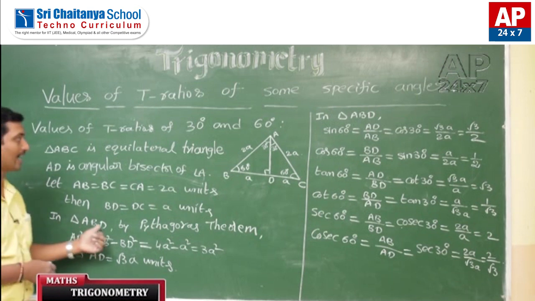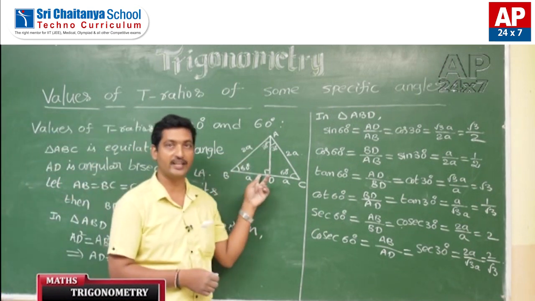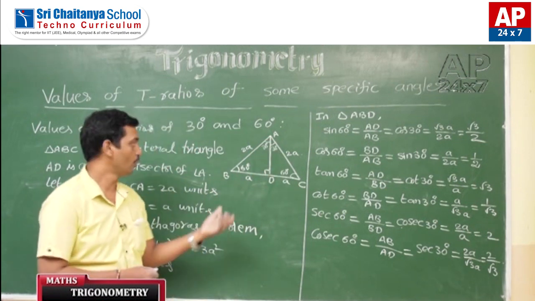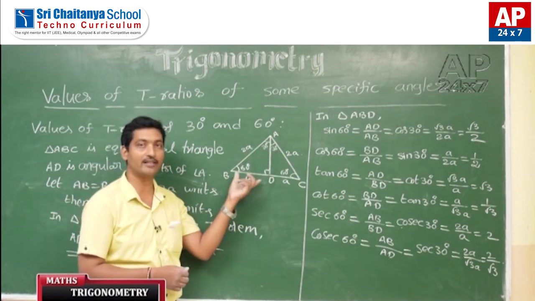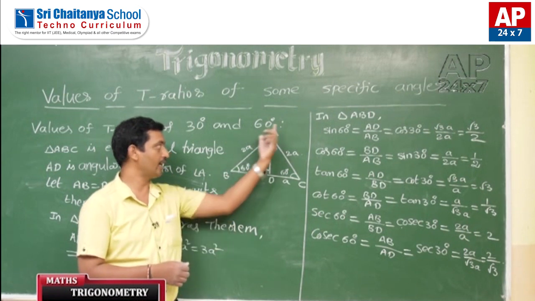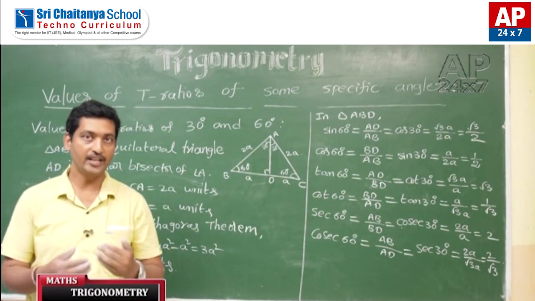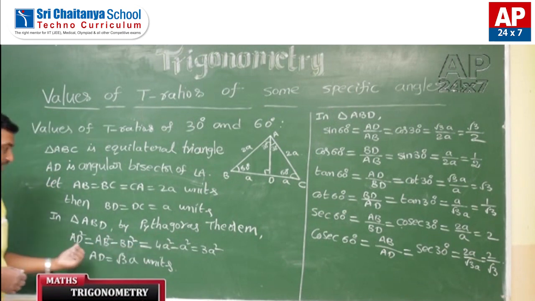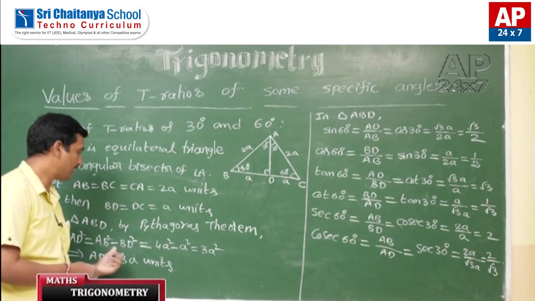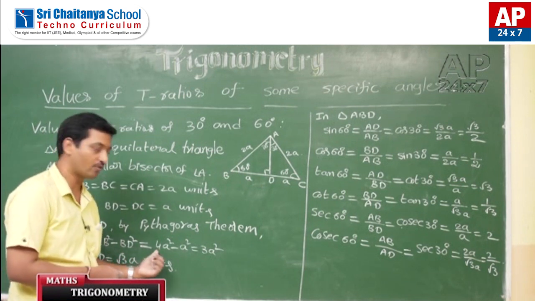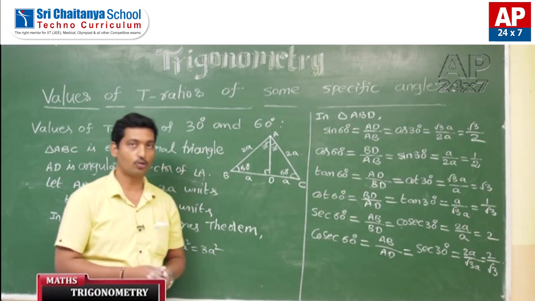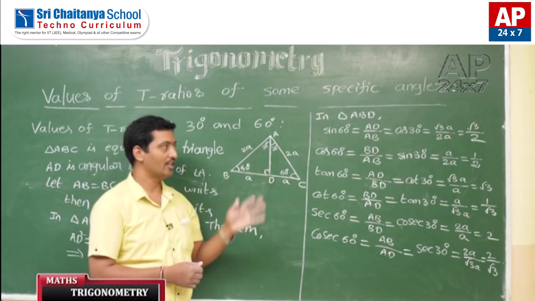Now, in triangle ABD, I am going to apply the Pythagoras theorem to find the AD value, because two sides are known in this triangle ABD. BD is known, AB is known. That's why we need to find the third side using the Pythagoras theorem. Now, AD square is equal to AB square minus BD square, which is equal to 3A square. Therefore, the AD value is root 3 into A units.